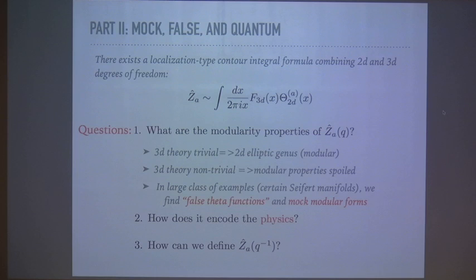where the z hats are naturally what are known as false theta functions, which I'll explain in a moment, or mock modular forms. And then a few other questions one might want to ask: what does this modularity property have to do with the physics of the system and with the conjecture about the superconformal index in mind? How can one define z hat of q inverse?